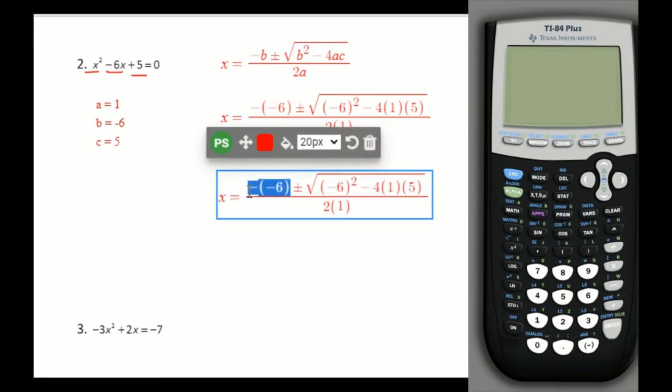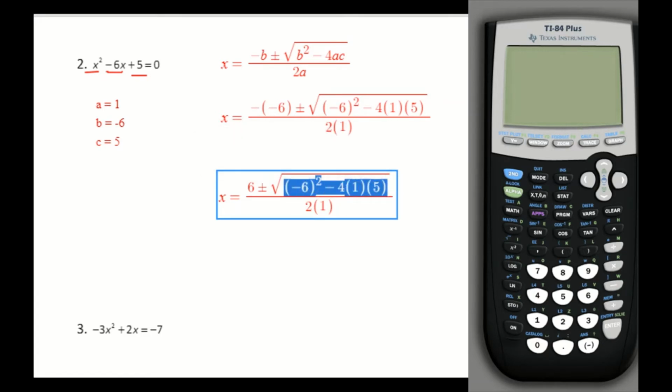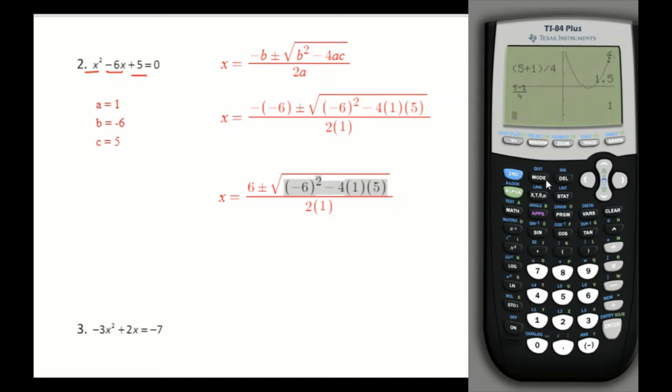Okay, so -6 is just +6. I don't need a calculator for that. But I am going to put the discriminant, this thing underneath the square root, in the calculator. So let's go ahead and clear out everything else. -6 squared minus 4 times 1 times 5.